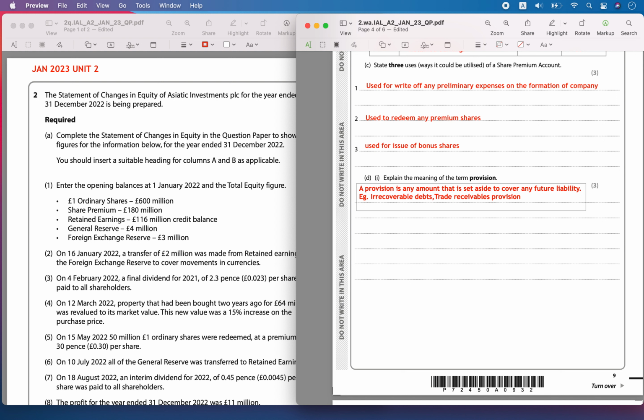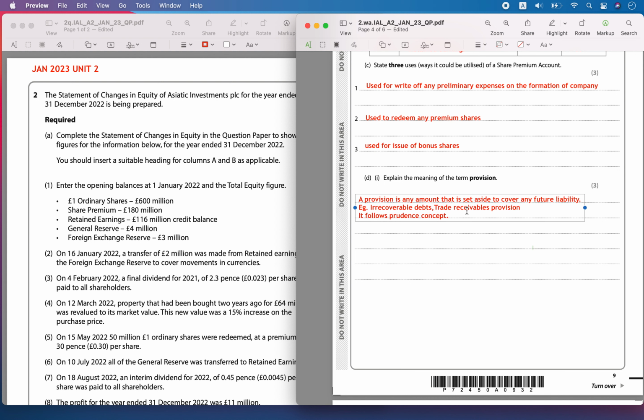What concept does it follow? It follows the prudence concept. So any expenses or income occurred in the same period, I will be able to show accurately. So you have to state 3 points so that you get 3 marks for explaining the term provision.